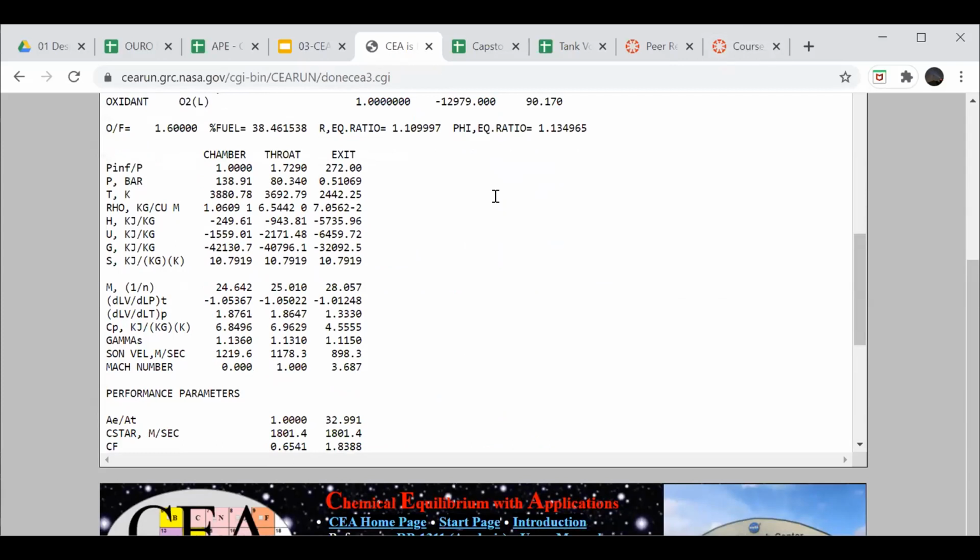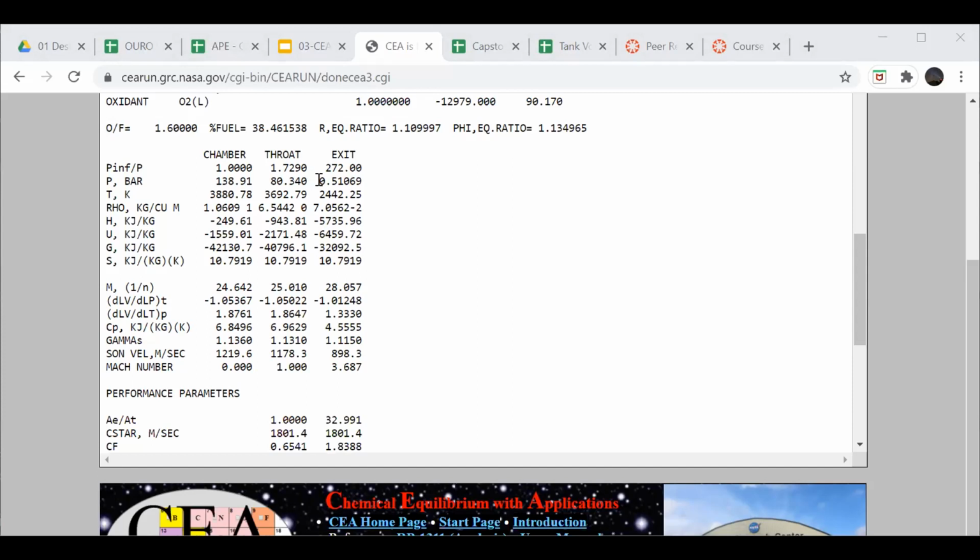Yes. The pressure ratio is, again, kind of arbitrary, based on what our feed system can handle. What did you set for this one, Jackson? 272? I put 272. Oh, yeah. This is almost vacuum, I think. Actually, no, it's not. It's because our chamber pressure is stupid high.